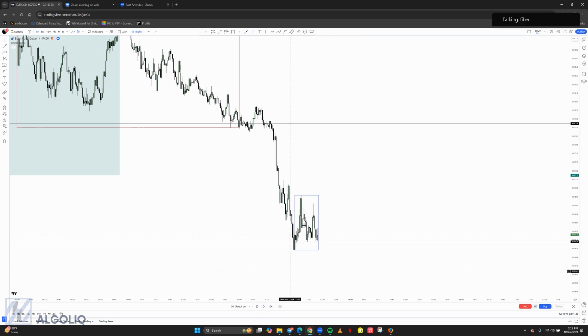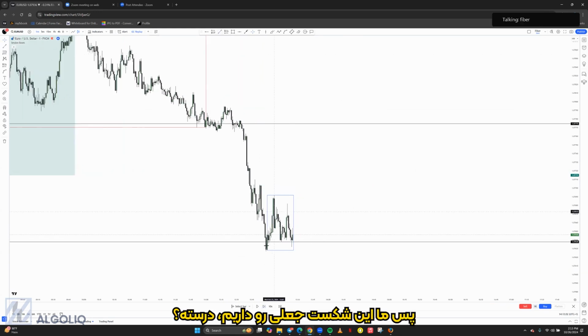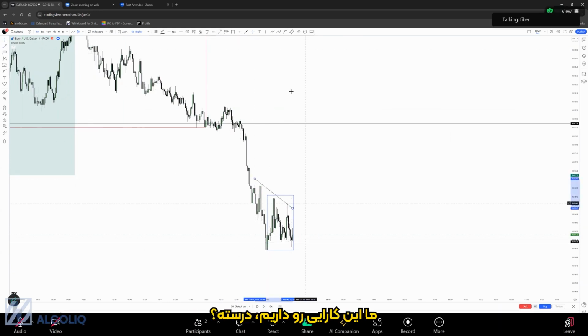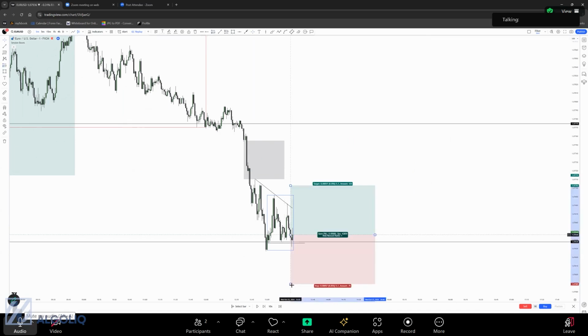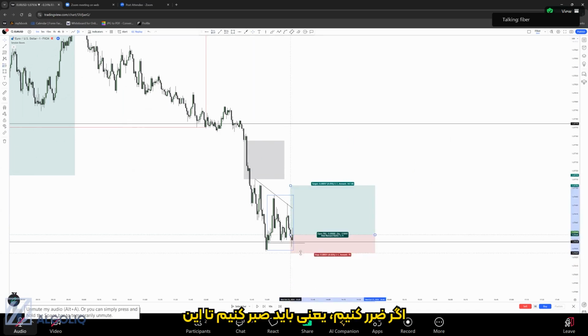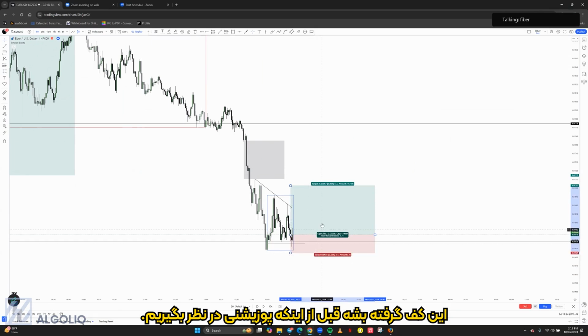All right. So we have this fake break, right? We have this build up, right? We have this inefficiency, right? And we have a bullish candle close. This is a delivery. We have your mitigation on the. Let's see. If you take a loss, that means we have to wait for this low to be taken first before we consider any position.